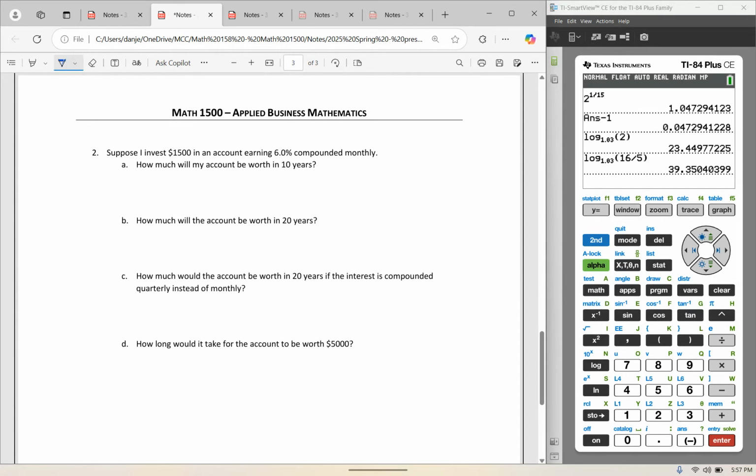Suppose I invest $1,500 into an account earning 6% interest compounded monthly. Notice the difference here is that my interest is compounded monthly. So in this case, when I use my formula, the n is going to be 12.